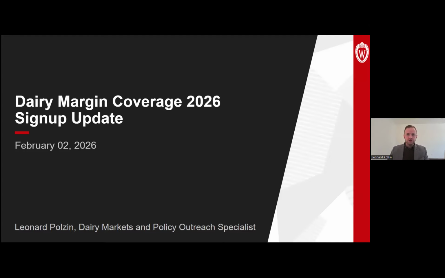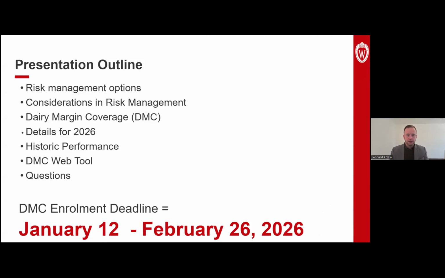The first thing, in order to start, is the process of diving into DMC. Here's what we're going to take a look at today. First, we're going to look at risk management options. So what is this collective suite of things that dairy producers have available to them, and how they fit in the broader considerations of risk management. And then from there, we'll dive into dairy margin coverage specifically, look at the details for the 2026 enrollment, and take a look at some historic performance of the tool. By tool, I mean the policy itself.